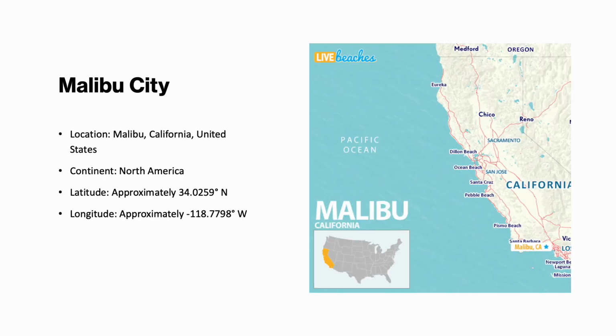Malibu City is located on the west coast of the United States of America, in the state of California. Located in North America, the city lies at an approximate latitude of 34.0259 degrees north and an approximate longitude of negative 118.7798 degrees west. It can be seen on the map here.